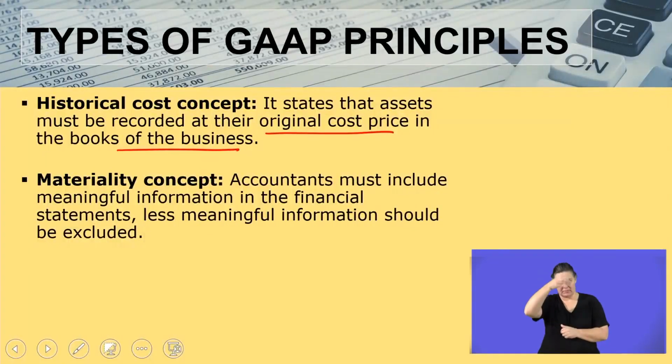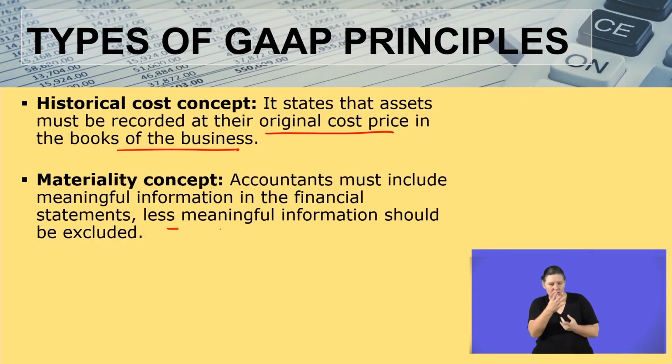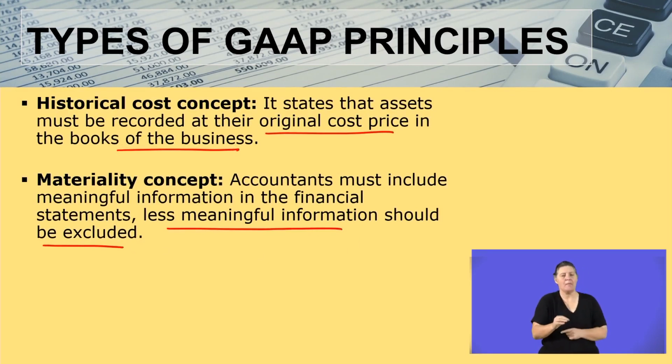The next one is what we call the materiality concept. Accountants must include meaningful information in the financial statements. That is, less meaningful information should be excluded. Only information which is meaningful, which helps a business to make decisions, should be included in the financial statements. And anything else that is less meaningful should then be excluded.